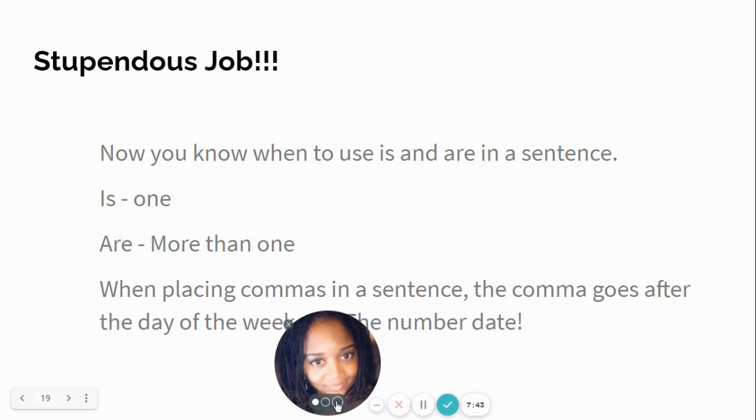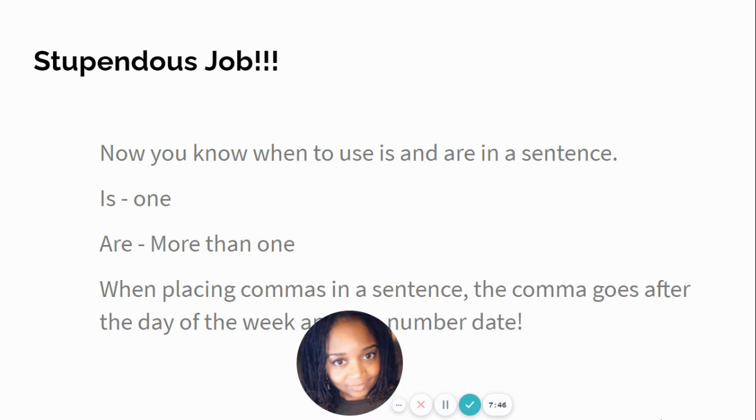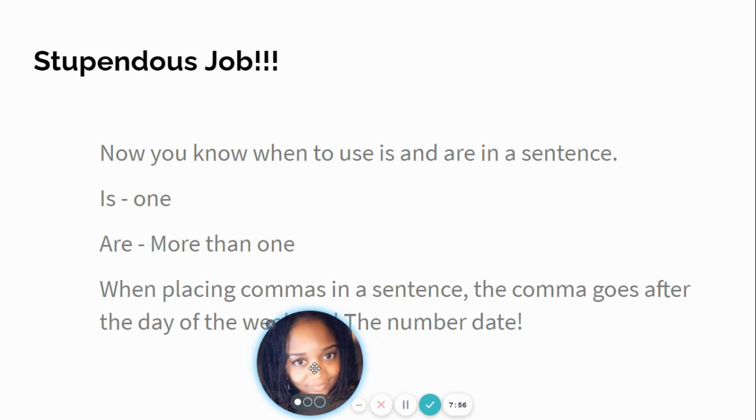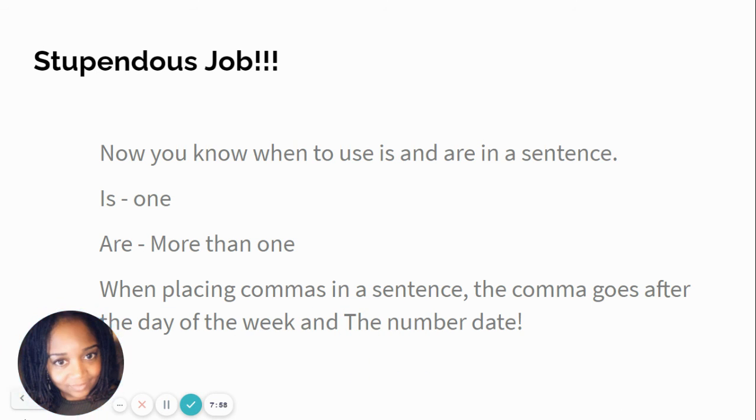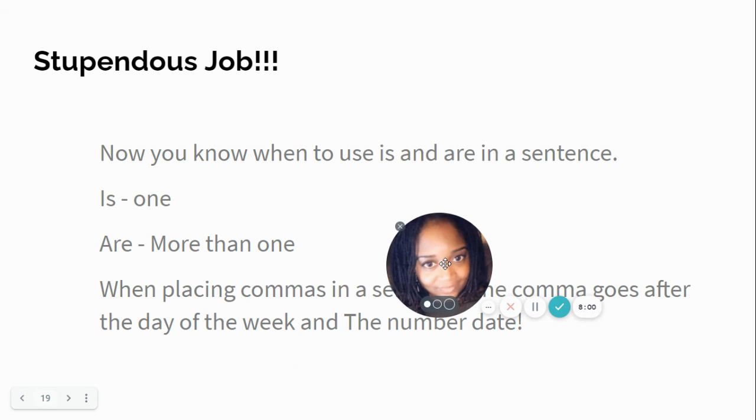So now, stupendous job, everyone. Now you know when to use is and are in a sentence. Is when you're speaking about one person, place, or thing. Are is when you're speaking of more than one person, place, or thing. When placing commas in a sentence, the commas go after the days of the week and the number date.